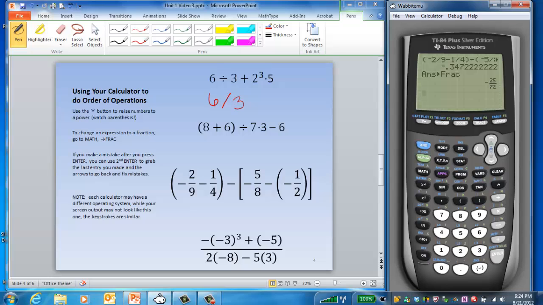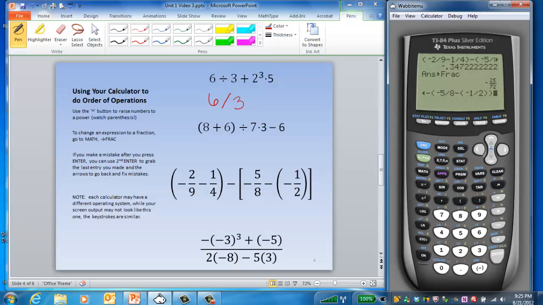A couple things. Let's go back up to this. If you make a mistake, what can you do? If I do second and enter, it repeats the last thing I just did. And if I do it again, it actually goes back a second time to what I just typed in. You don't need to hit enter before you change it to a fraction.